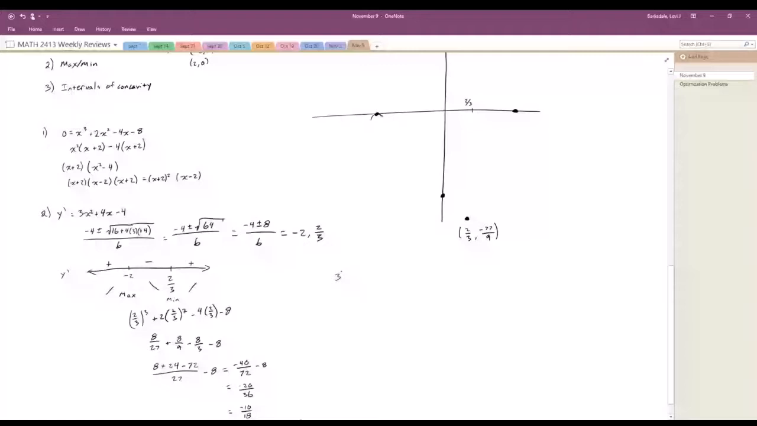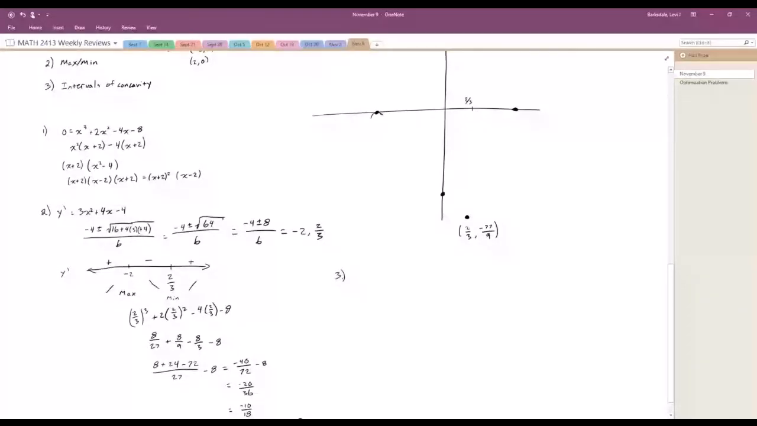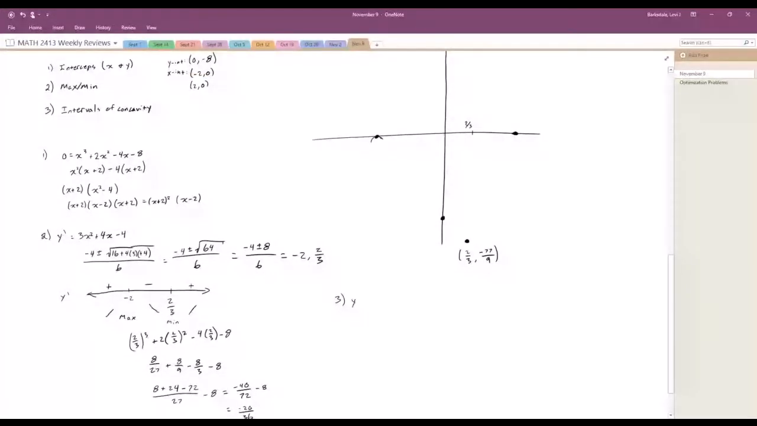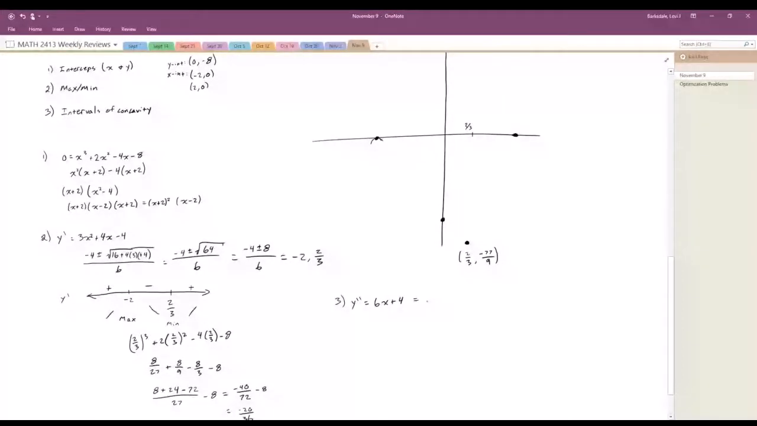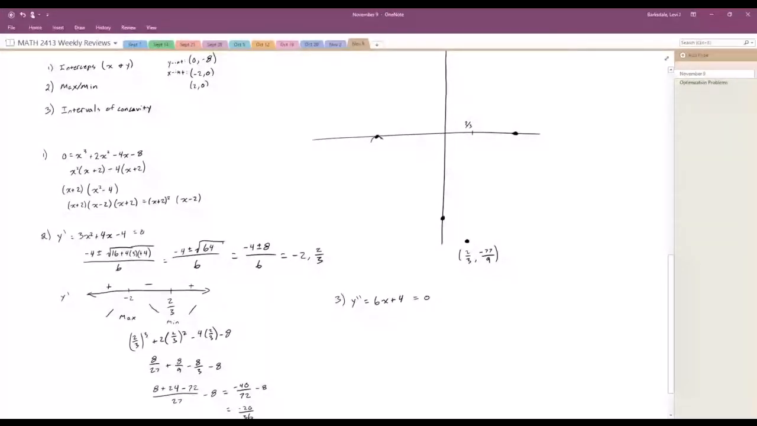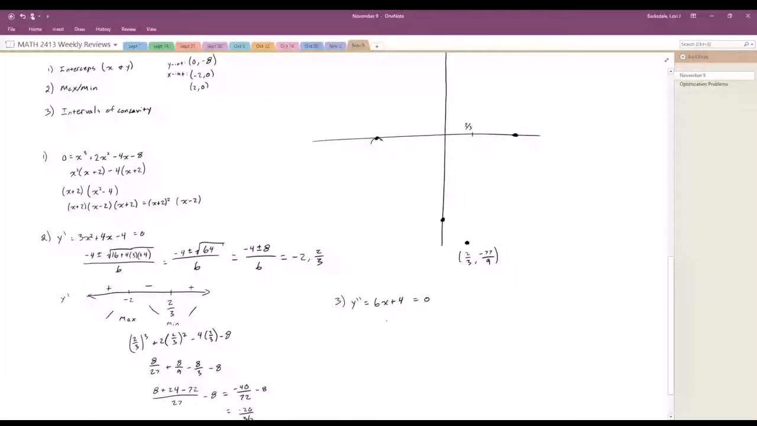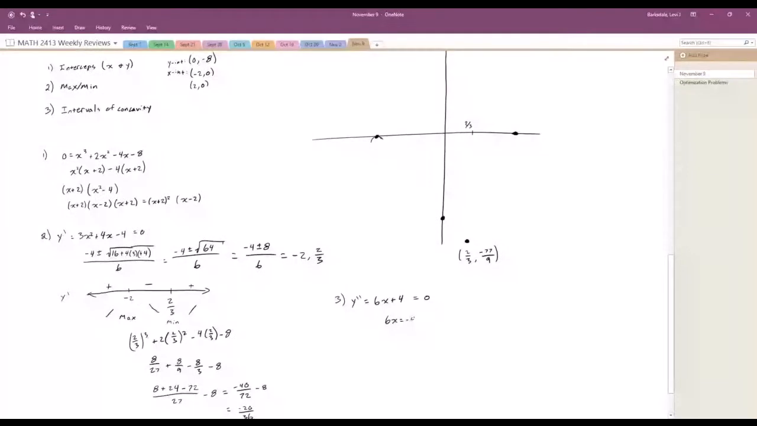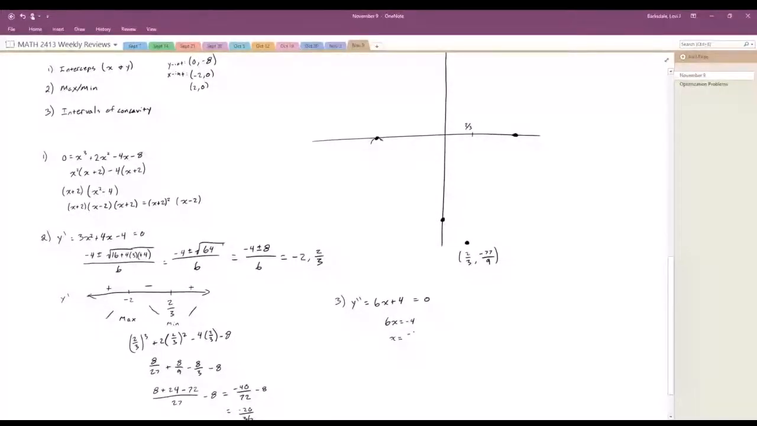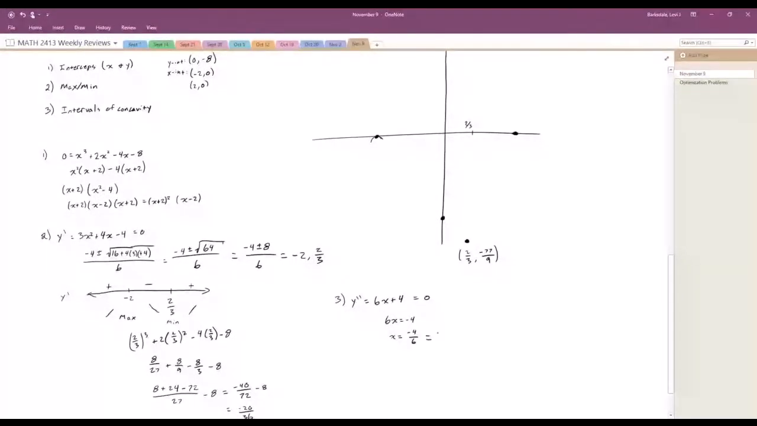So to do that, I am going to use my second derivative, which is 6x plus 4, and I need to find where that is equal to 0. So to find where that is equal to 0, I simply move my 4 over to the other side. So I have 6x is equal to negative 4. So x is equal to negative 4 over 6, or negative 2/3. And this would be my single inflection point.